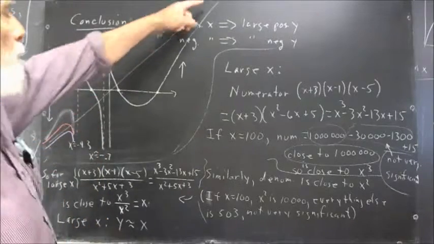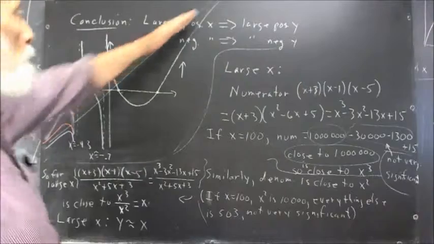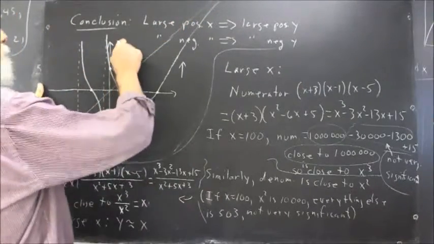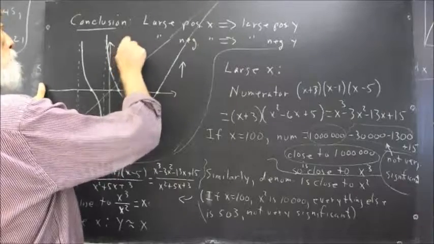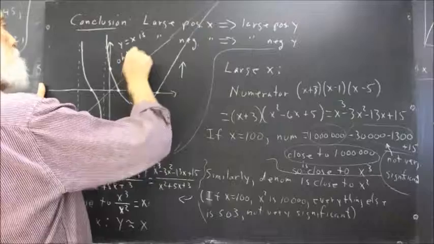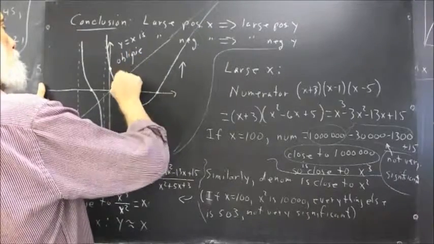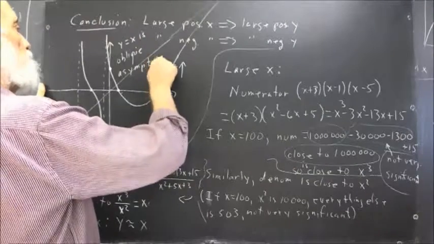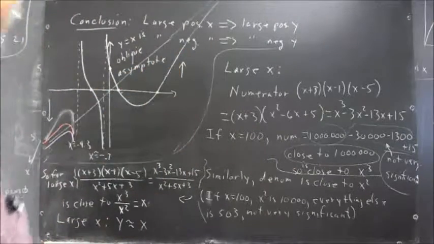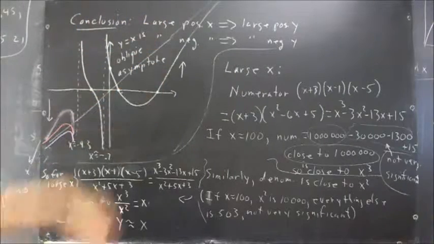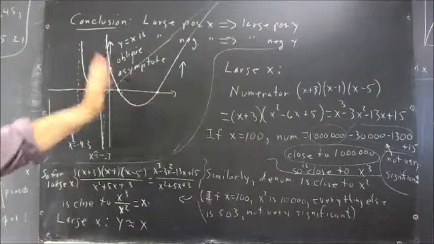When the graph approaches a slanted line as an asymptote, we call this an oblique asymptote. So we could say that y equals x is an oblique asymptote. Oblique meaning not straight across, not straight up, at some angle with straight across and straight up.